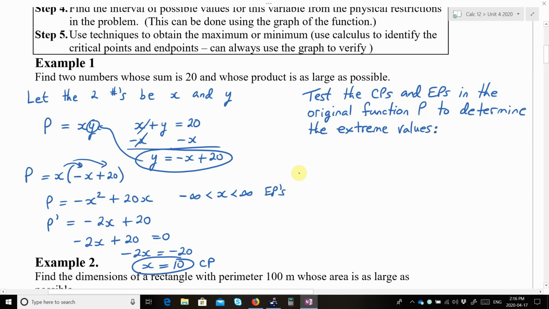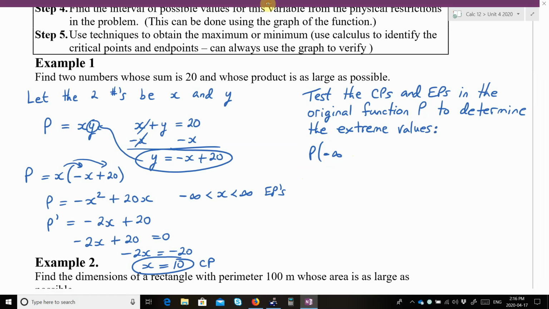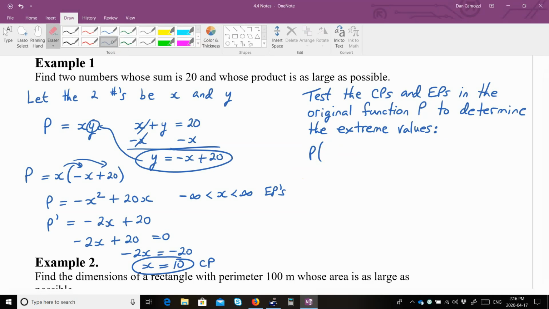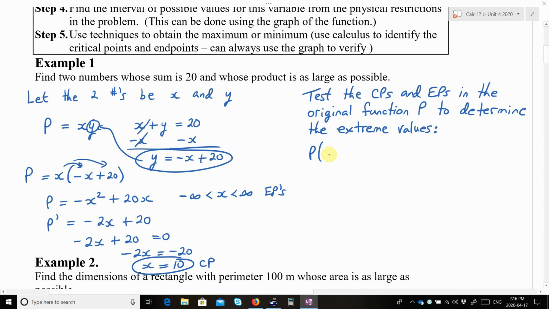Okay, and so we've got endpoints of negative infinity and infinity, so we want to determine what's the product of the two numbers as x approaches negative infinity. Technically, we would be doing the limit of the product function as x approaches negative infinity, but I do sort of shorthand notation like this, and I write it as, okay, what's going to happen to the product as x approaches negative infinity, like that.